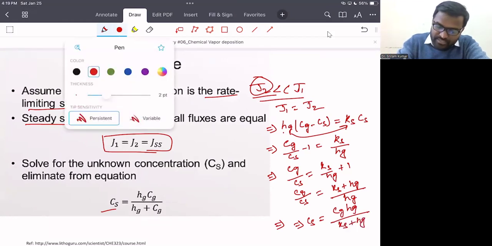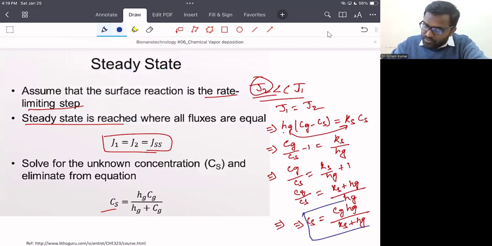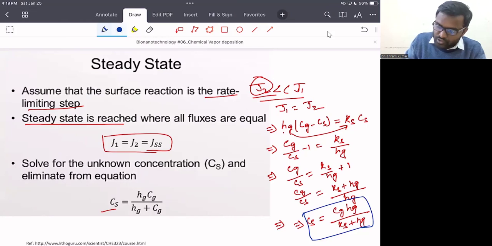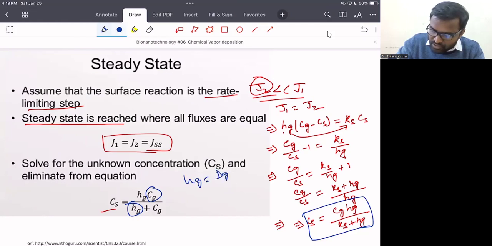So this is our desired concentration of the reactant at the interface, where concentration at the surface is based on what is the concentration of that gas in the bulk and what is the Hg. And here the Hg is equal to Dg upon del. So here this del is the boundary layer thickness and Dg is the diffusion coefficient. So here Hg is the mass transfer coefficient.